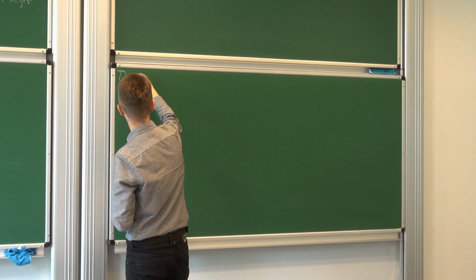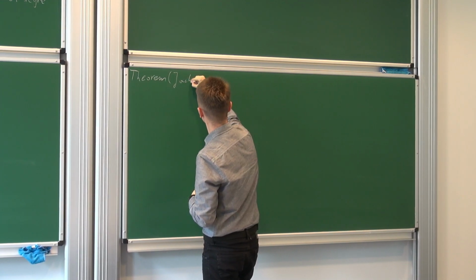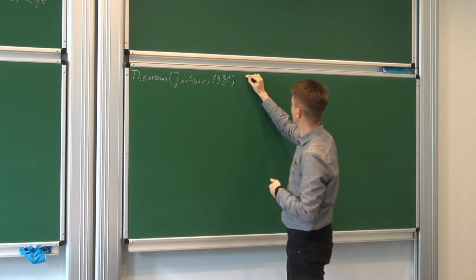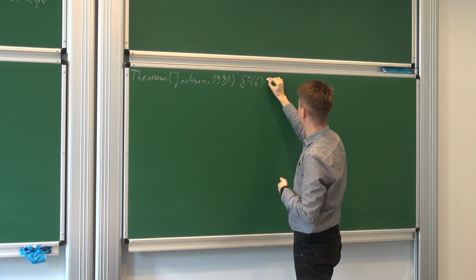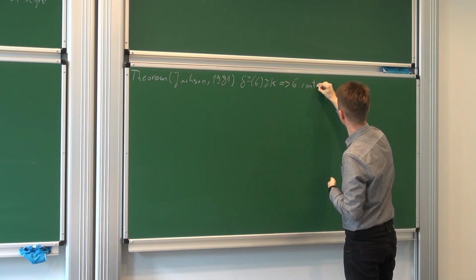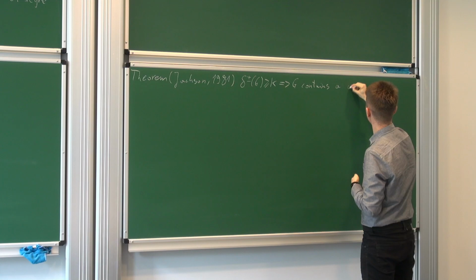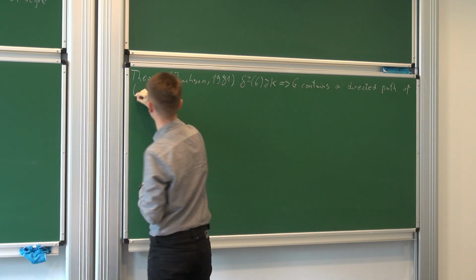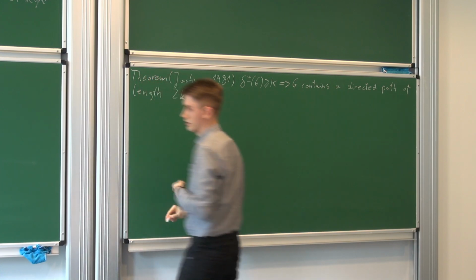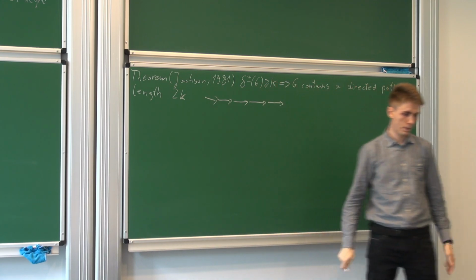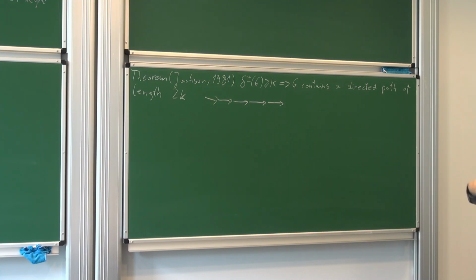Okay, and the first theorem: in 1981, Jackson proved that every oriented graph with minimum semidegree more than or equal to k contains a directed path of length 2k. And this is a directed path. And a natural problem is to find bounds for other orientations, yes?